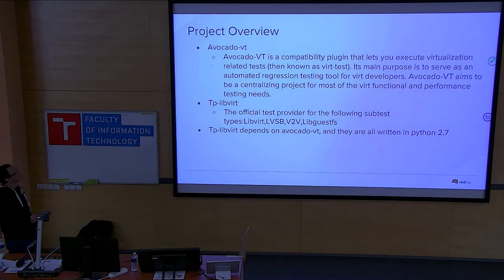So this is our porting project overview. Actually, we are porting two projects together because they are dependent on each other. The first project is avocado-vt. It's a compatibility plugin that lets you execute virtualization test cases. And the second project is tp-libvirt. It's a specific test provider to cover some test cases such as libvirt or virtualization related test cases. Just as I mentioned, because they are dependent on each other, we are porting them together. Before migration, both of them were written in Python 2.7.